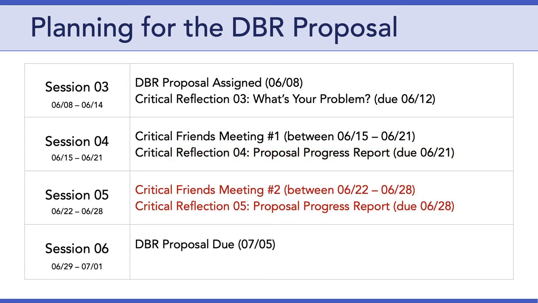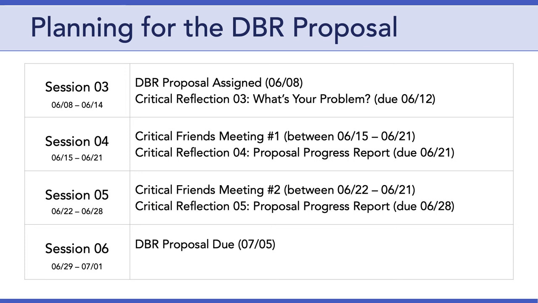That whole process will repeat again in session 5. You'll schedule a second critical friends meeting and then submit another critical reflection in the form of a progress report. And that will be due on Tuesday, June 28th. And then in session 6, our focus will be on finalizing the DBR proposals. So that's an overview of the next 4 weeks.